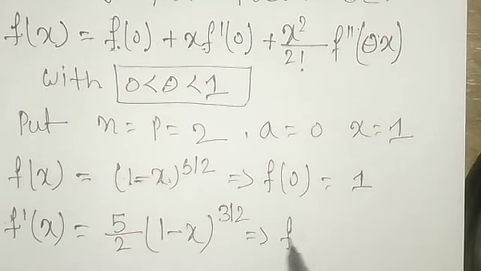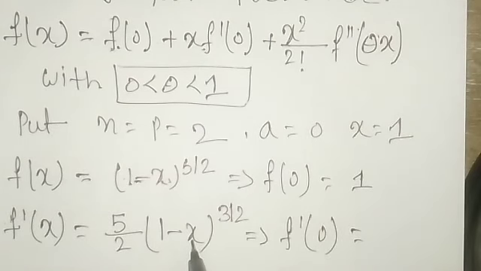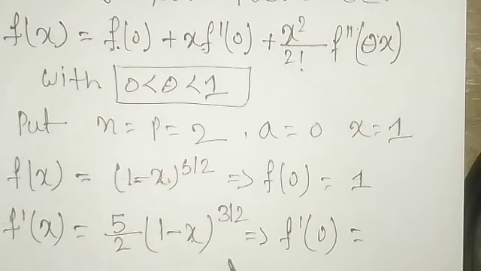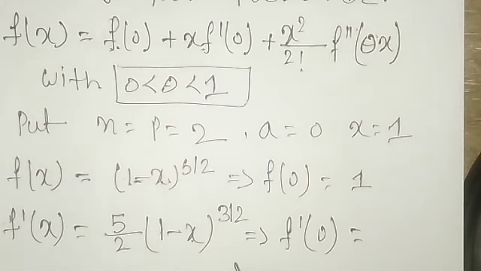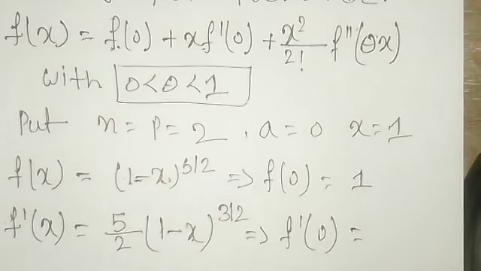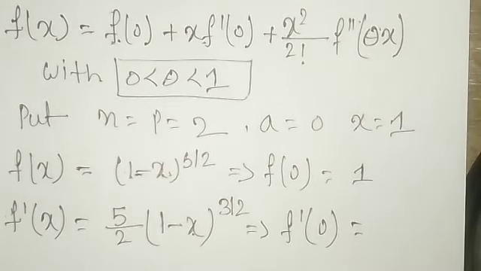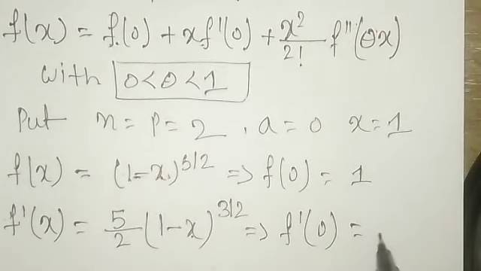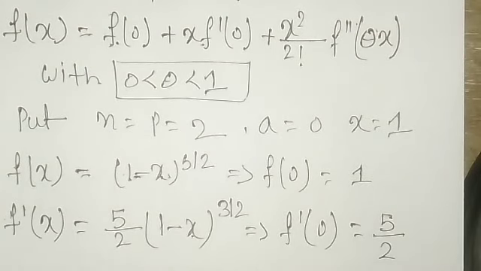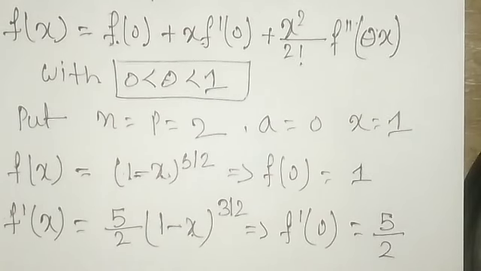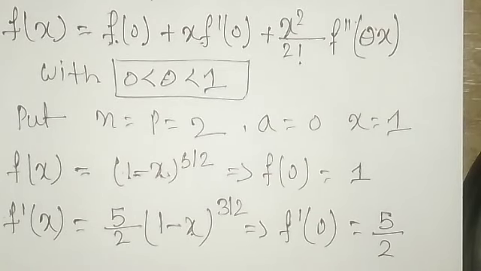So again we can find that f dash of 0 is equal to, put x is equal to 0, so this will be 1, 5 by 2, okay, am I right? F dash of x is equal to 5 by 2, n x to the power n minus 1, right? So 5 by 2 minus 1, that is right.